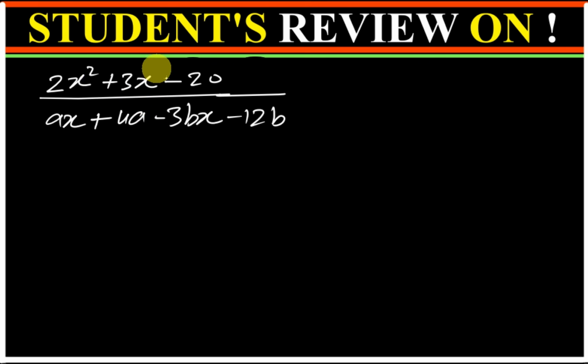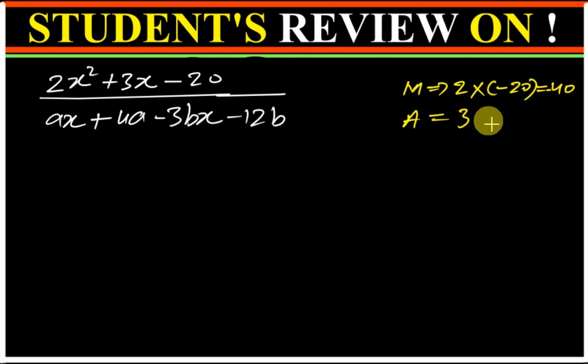So the upside is a quadratic expression, so we have to factorize it by splitting the middle term. How can we split this middle term? First, the coefficient of the x square term is 2. So we'll see what the multiplication will be: 2 into minus 20 is minus 40. And the addition, we are going to split this 3, so the addition should remain 3. So we need two numbers such that the multiplication is minus 40 and the addition is 3. So what will these two numbers be?